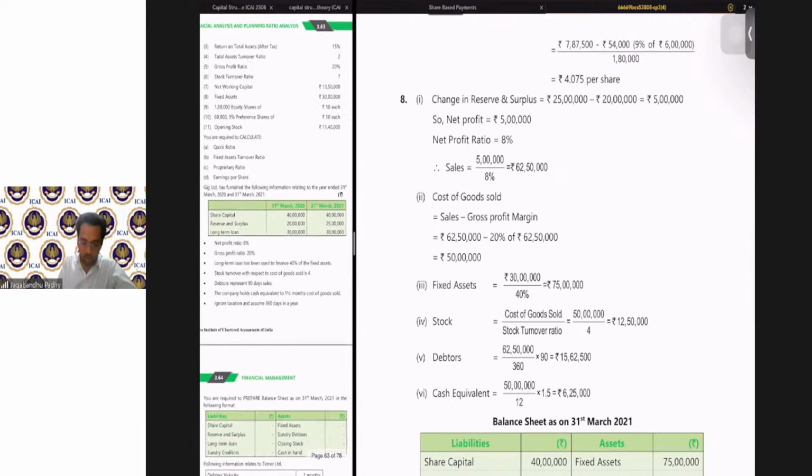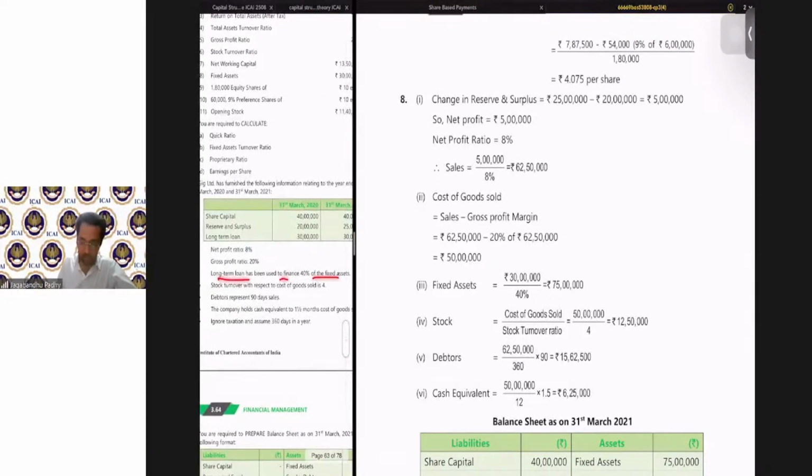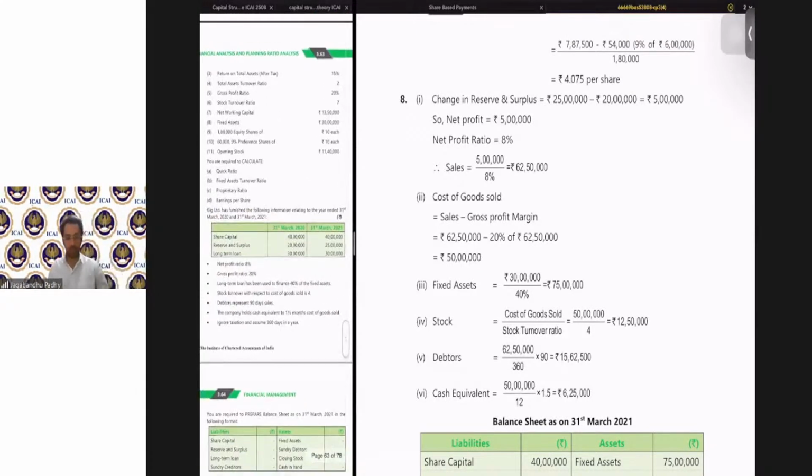Then we have long-term loan being used to finance 40% of fixed assets. It means whatever is the amount of long-term loan, that is equal to 40% of your fixed assets. So 30 lakh is 40%. What will be the 100% asset? That will be 30 lakh divided by 40%. That's 75 lakh.